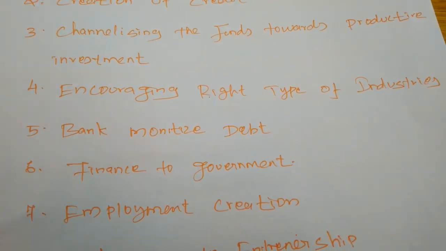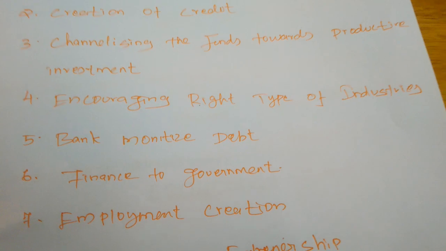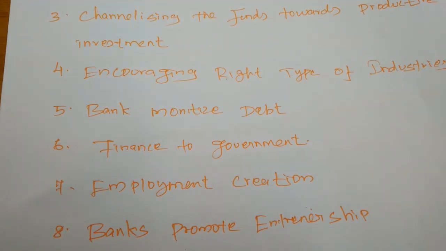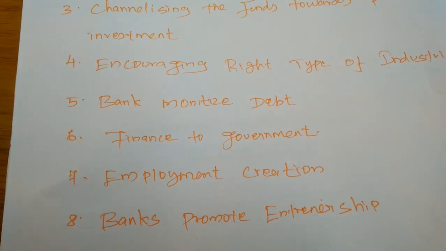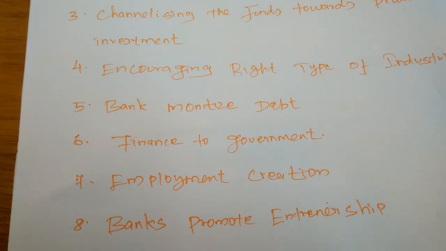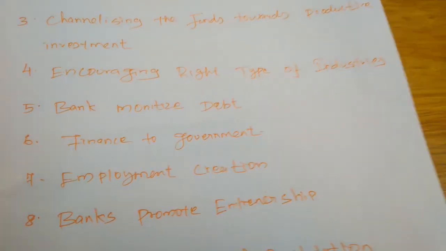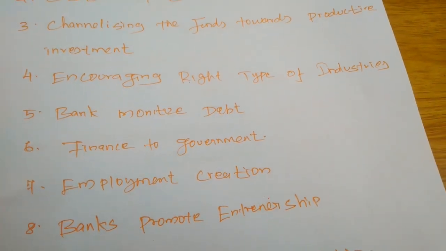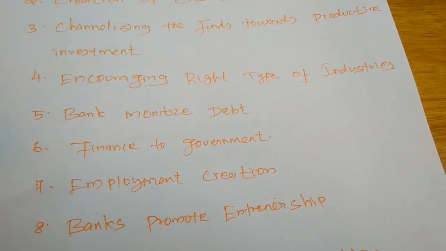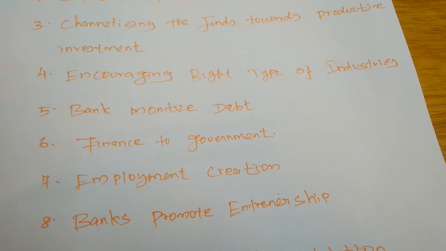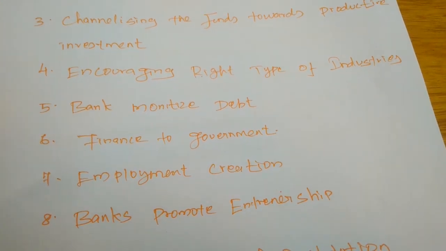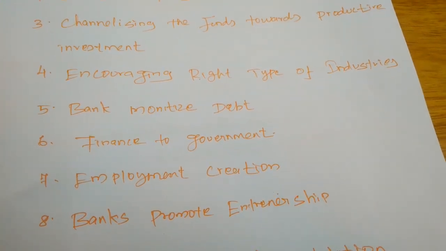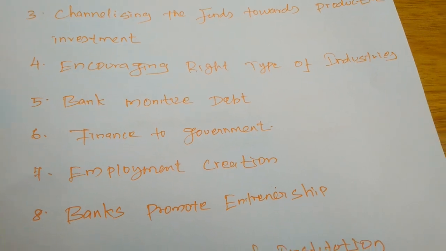Next, encouraging the right type of industries. The commercial banks also encourage the right type of industries. Many banks help in the development of the right type of industries by extending loans to the right type of persons. If any industry is moving towards development, the commercial bank also provides more funds. And if the right persons want to start the right industries, which are very much needed in society nowadays, the commercial bank will provide more funds.